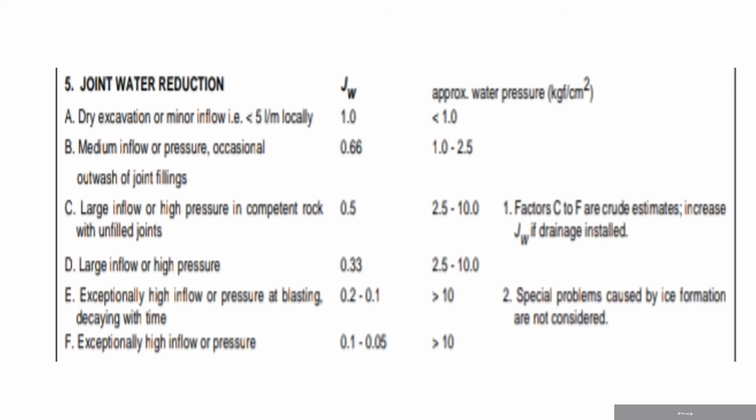Joint water reduction factor. If dry excavation or minor inflow, then the joint water reduction factor is 1. Medium inflow or pressure with occasional outwash of joint fillings, then it is 0.66. Exceptionally high inflow or pressure, then it is 0.1 to 0.05.